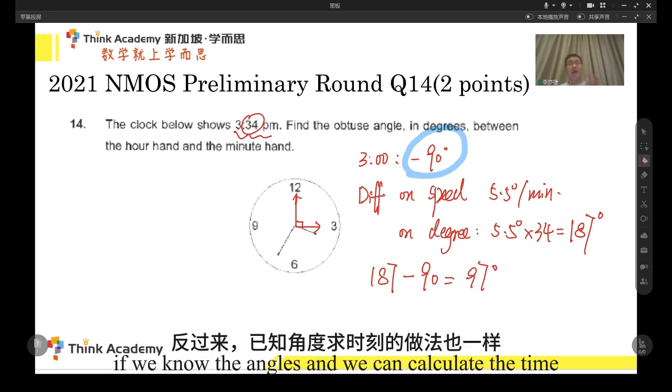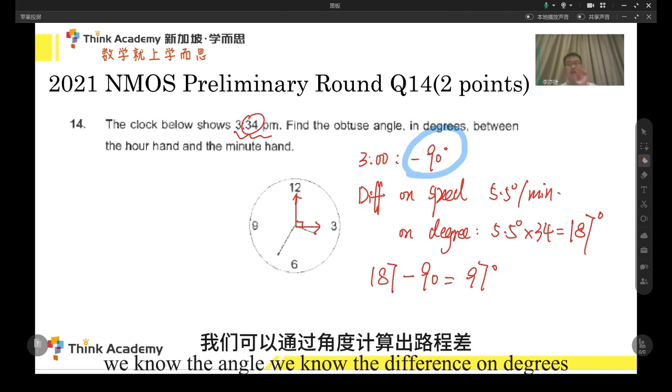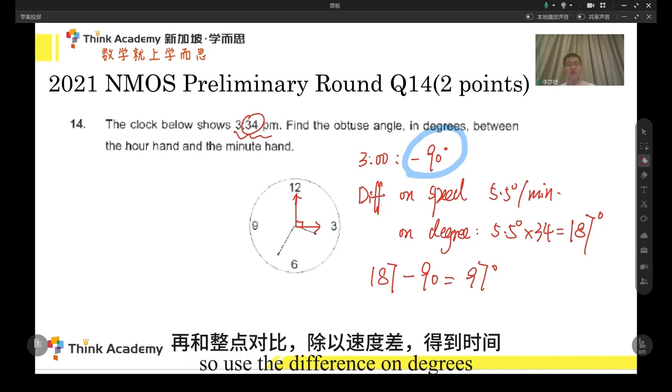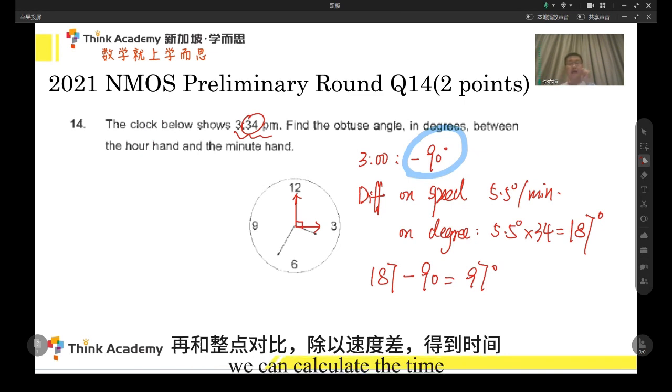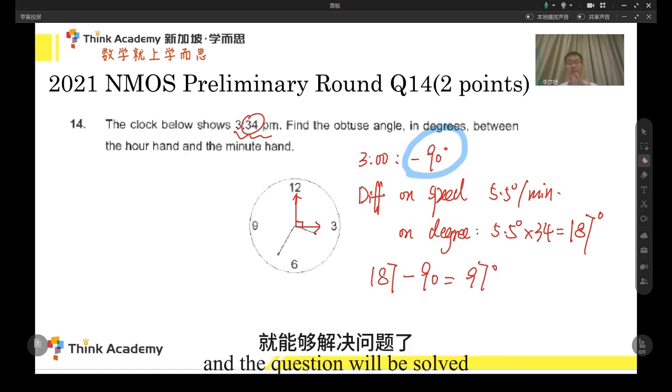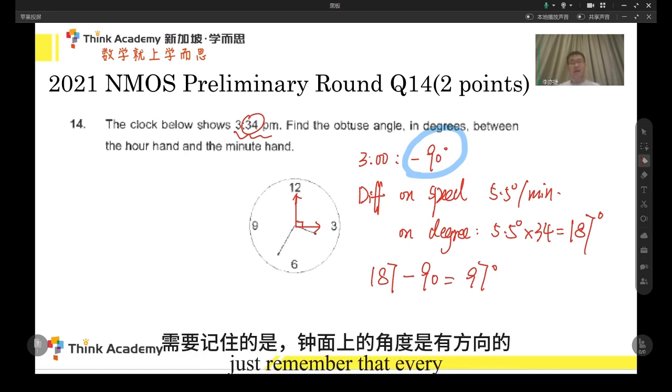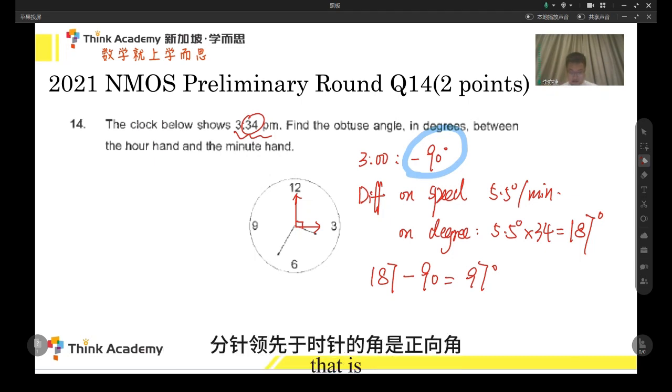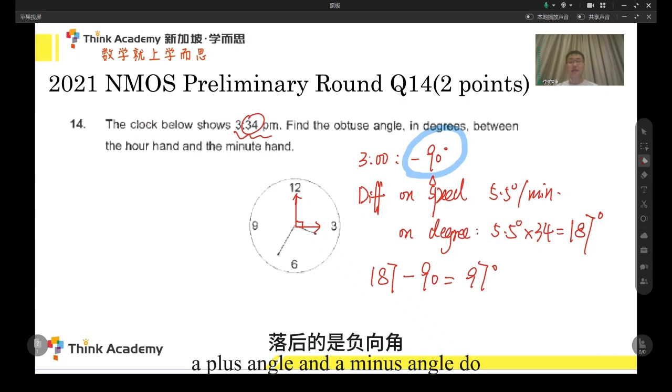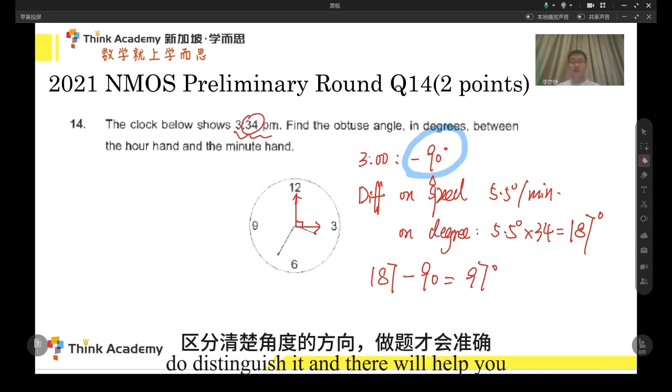On the contrary, if we know the angles and we want to calculate the time, it just works the same. We know the angle, we know the difference on degrees. So use the difference on degrees divided by the difference on speed. We can calculate the time. And the question will be solved. Just remember that every angle on a clock has its direction. That is a plus angle and a minus angle. Do distinguish it, and that will help you.